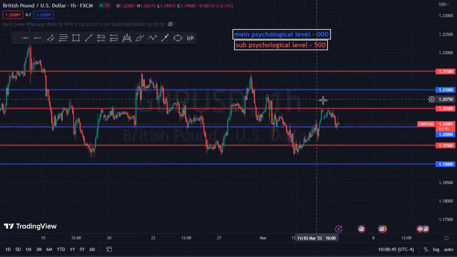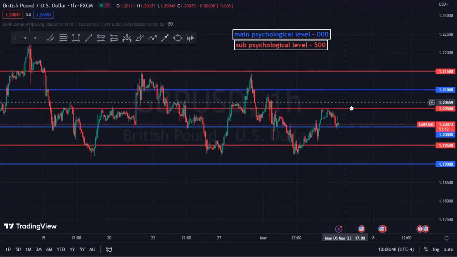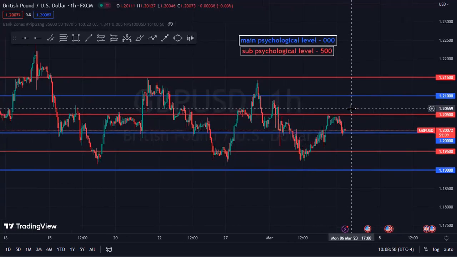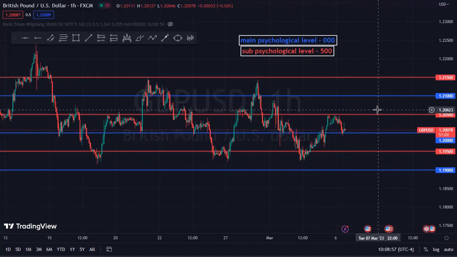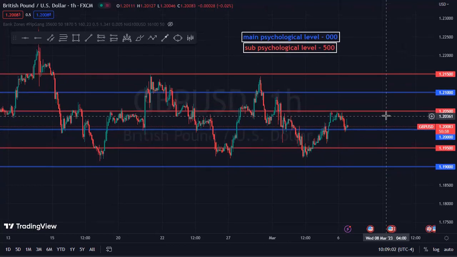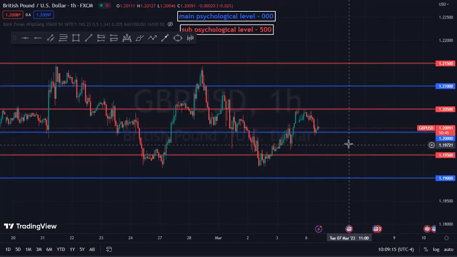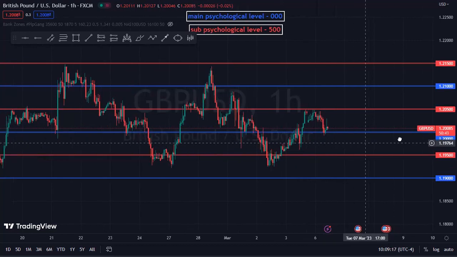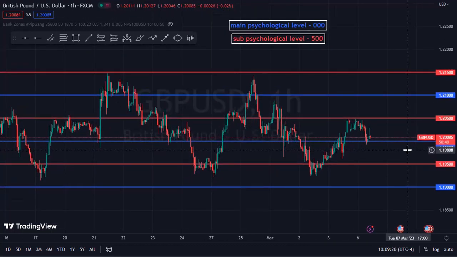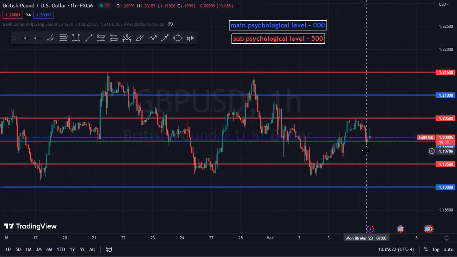Once you have all your psychological levels plotted, what you're gonna do now is start looking for entries, using other confluences to back up your psychological levels. Whether you wanna use trend lines, fib retracements, support and resistance, anything, but you're gonna need more confluences for you to enter a trade. Because remember, as I said, psychological levels are used as confluences, not as a strategy. So I wouldn't recommend for anyone to trade purely off of the psychological levels.